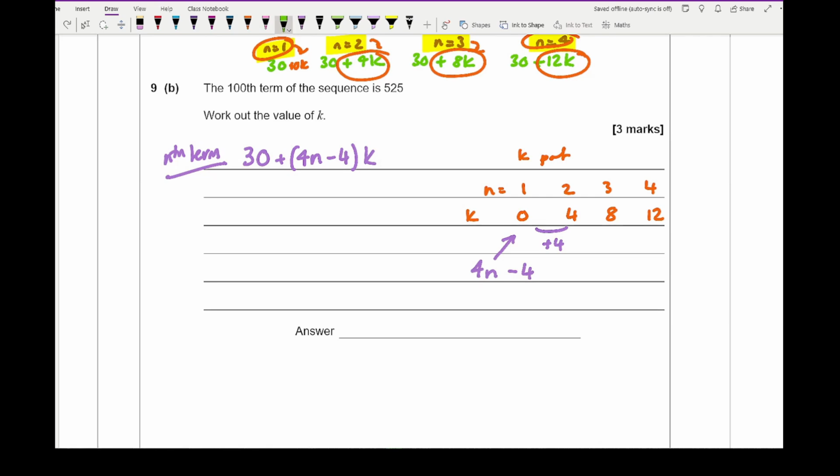Now I've got my nth term. I can now make this look at the information that's given to me in the question. It says the 100th term, so when n equals 100, this is going to equal 525.